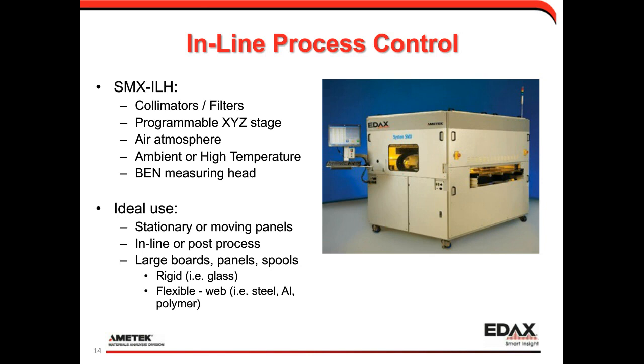Ideal uses for this: we can measure stationary panels and do point-to-point measurements. You can have moving panels or streaming substrates where you can get average values in a particular location on the panel. You can use it inline, post-process. You can use it for flexible substrates or rigid substrates such as glass, or for the flexible substrates you can use steel, aluminum, polymer. The substrate can be anything really.